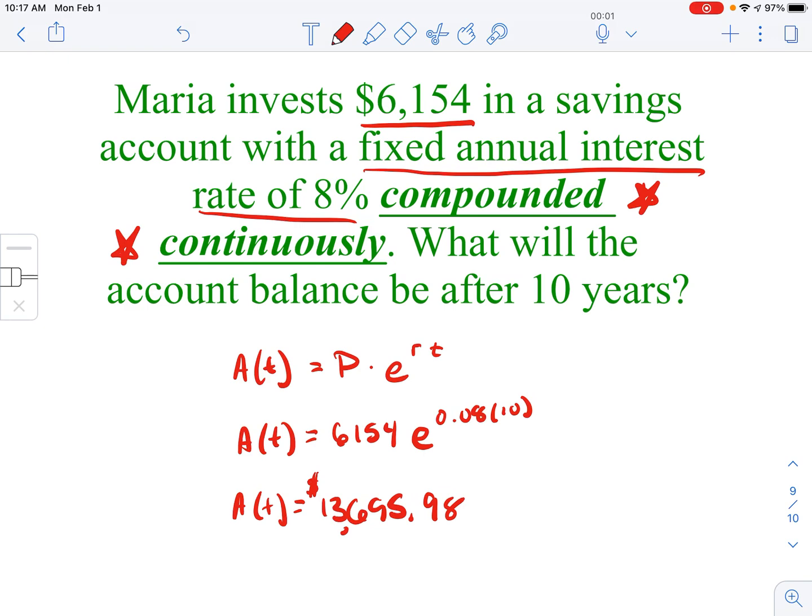So that's the idea behind investing. We don't want the $6,154 to just sit there in an account with no interest for 10 years. If we put it into an interest-bearing account, that will allow us to have our money make money. And that's the idea, to get the money to make money.